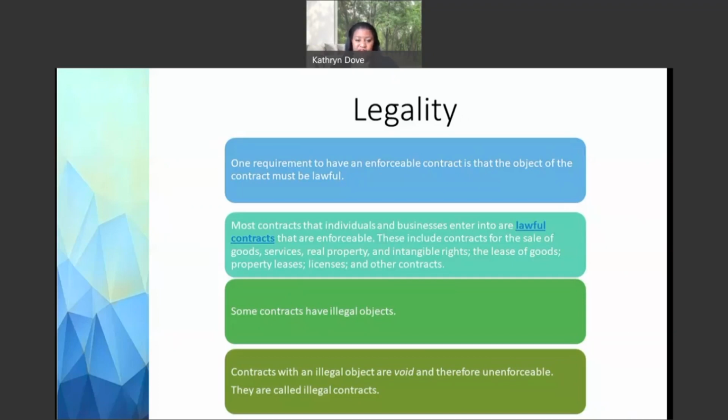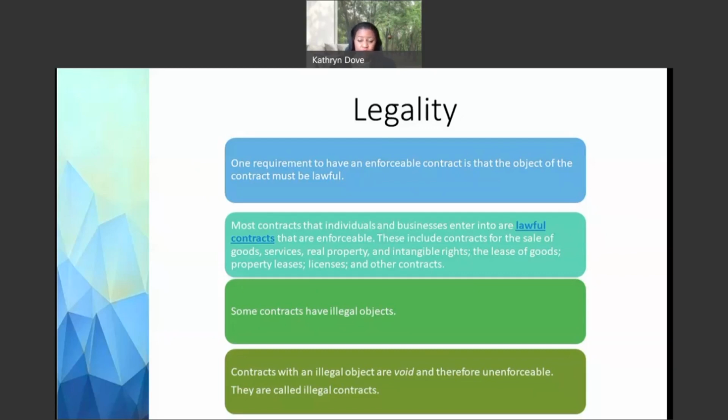Some contracts have illegal objects. For example, here in Nevada, gambling is legal. It's also legal in New Jersey. It's legal in Colorado. It's legal in New Mexico. Gambling is legal in California. Gambling, however, is legal in Oklahoma. Let's suppose that gambling is illegal in Wyoming. Okay, so if you have a contract to sell or purchase slot machines or to open up a casino, that contract would be void because it's illegal.